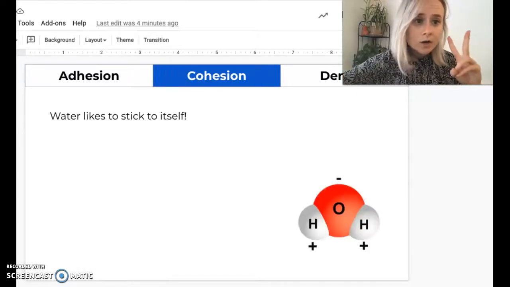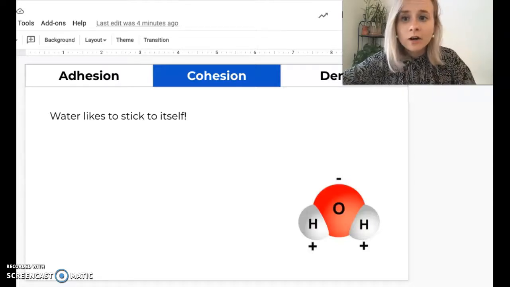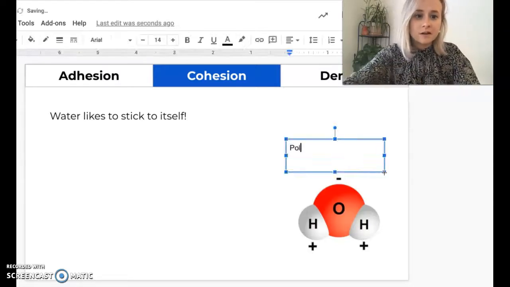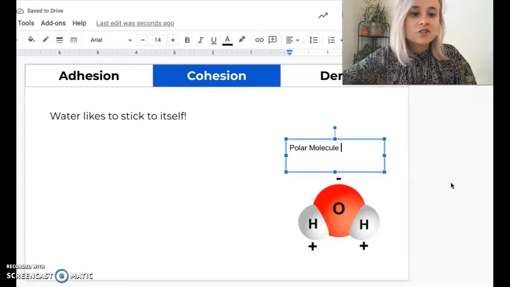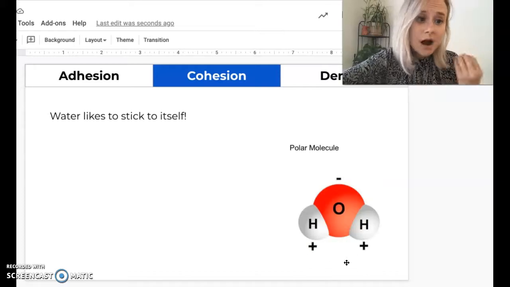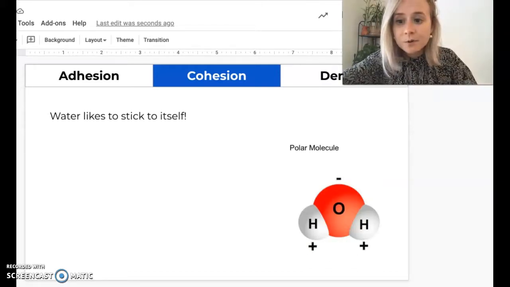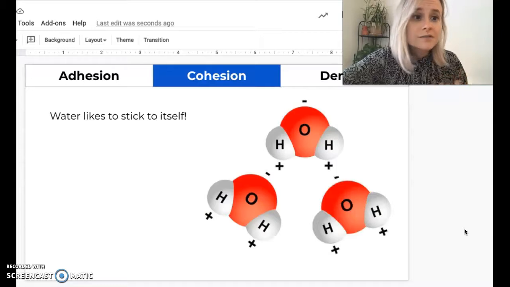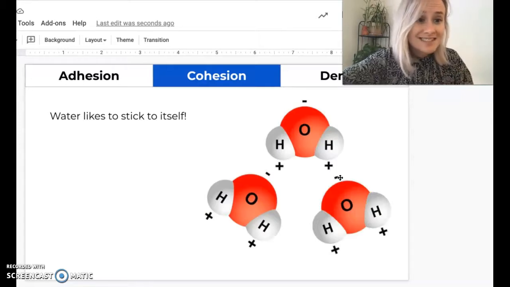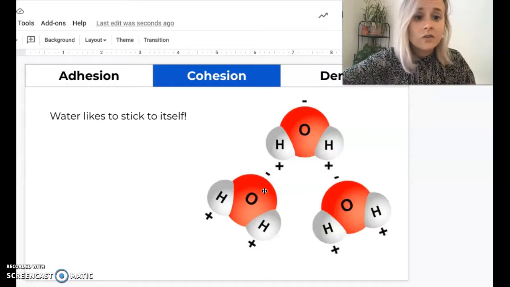The second property of water we're going to talk about is cohesion. Water likes to stick to itself, and this is why. It's what we call a polar molecule. I should type this in. That just means it's like a tiny magnet. One end is negative and one end is positive, just like a magnet. So when you have multiple water molecules, the positive side wants to stick to the negative side. So the hydrogen side will stick to the oxygen, etc.